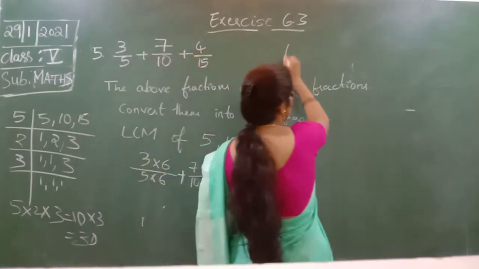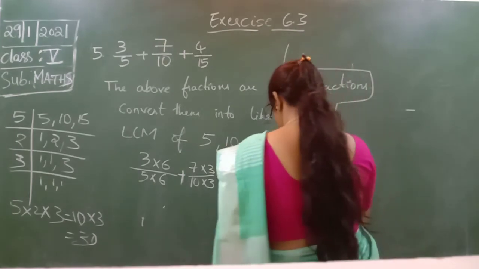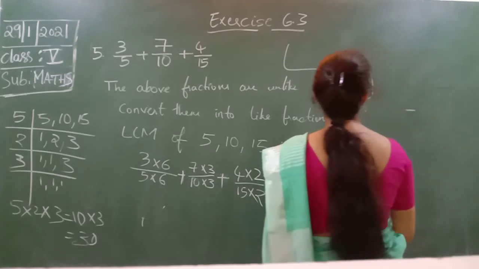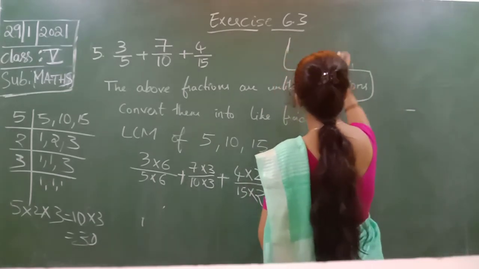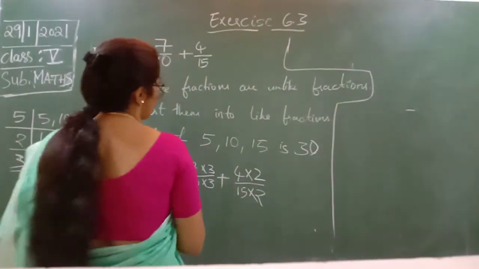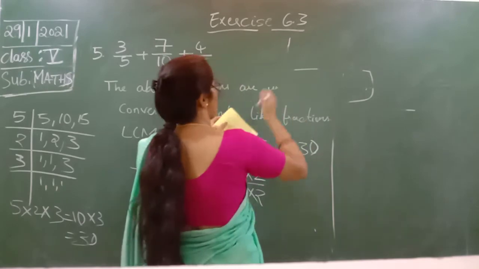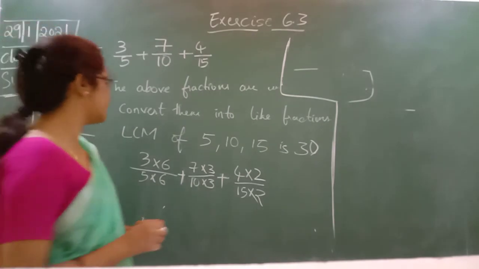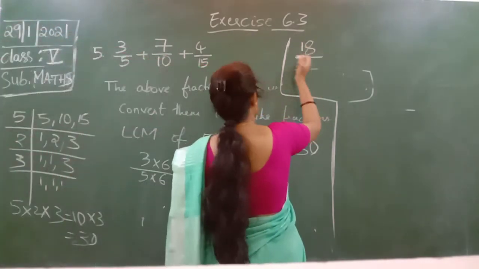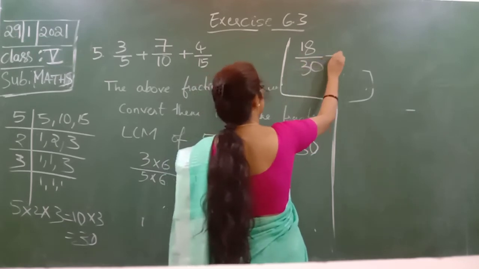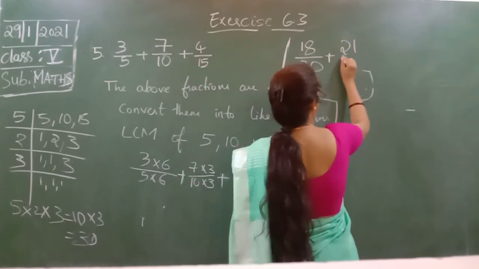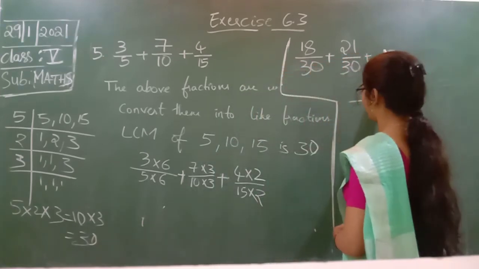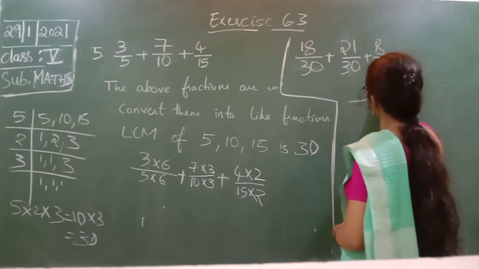Now what are 3 sixes? 3 sixes are 18. 18 by 30 plus 21 by 30. 7 threes are 21. 4 into 2 is 8. 8 by 30. Now add them.